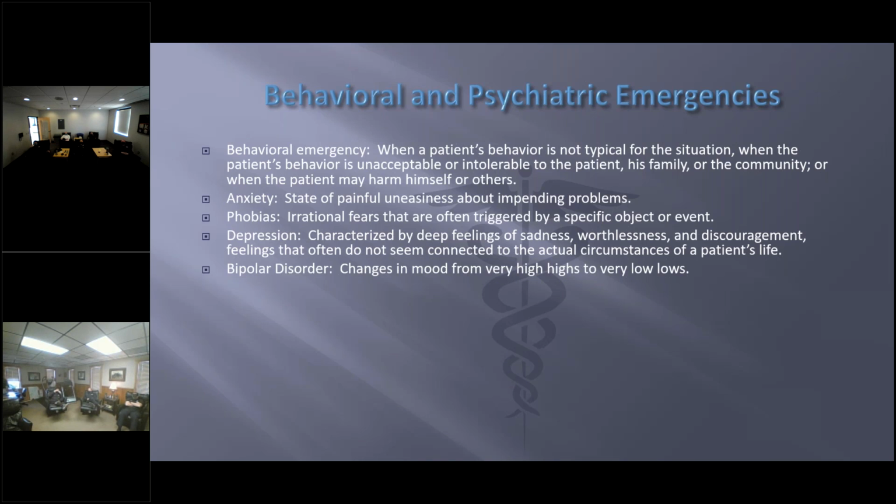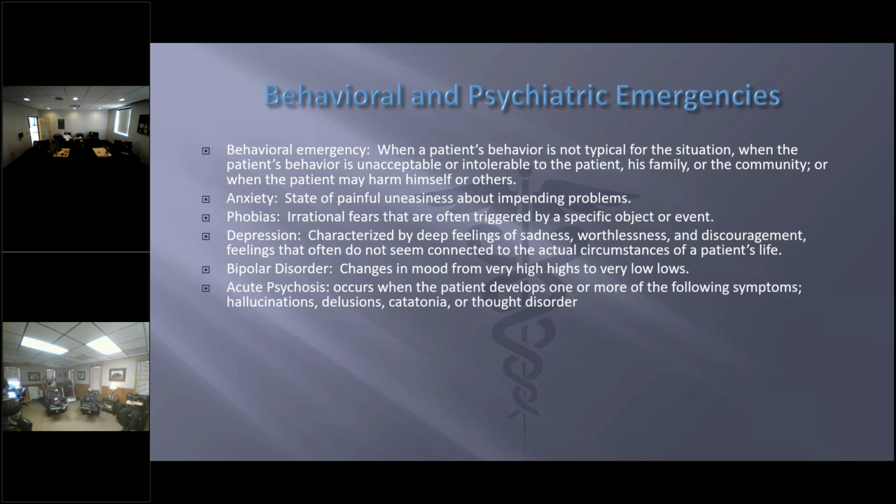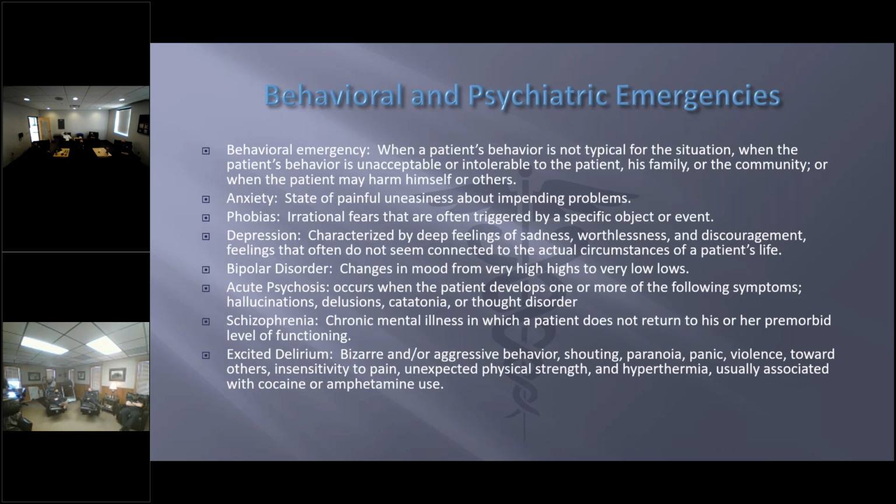Bipolar disorder, manic depression followed by manic activity. And so we go from extreme lows to extreme highs. Acute psychosis can be brought on by medication or drugs, in which they are displaying hallucinations, delusions, or a type of thought disorder. Similar to that is schizophrenia, but this is a chronic condition where that patient actually doesn't go back to their normal behavior or normal homeostasis level.